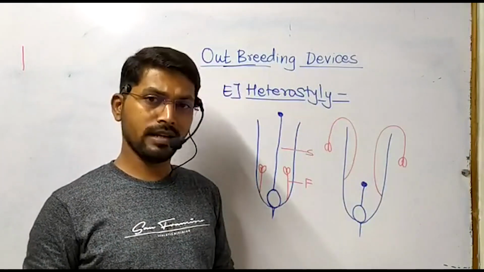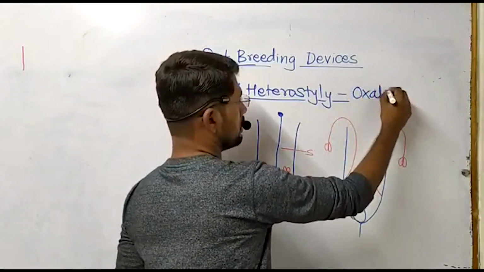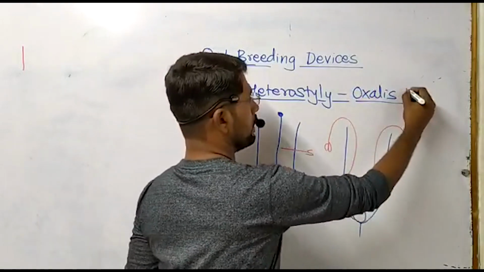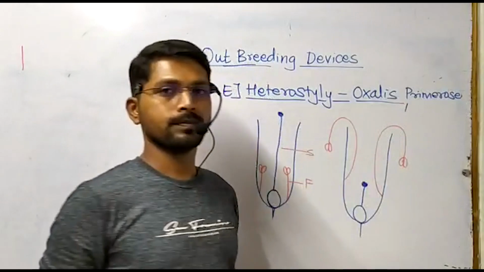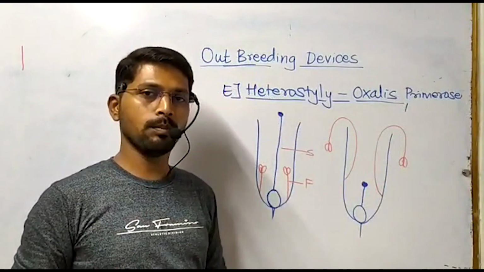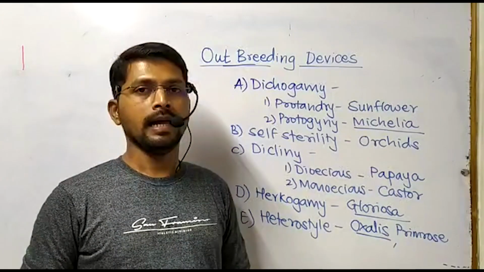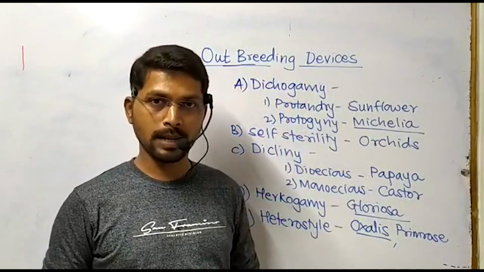Heterostyly is seen in a variety of different plants. The best example is oxalis. In our language it is called ambuti. And one more example is primrose. So these are the examples of heterostyly-showing angiospermic plants. Let us summarize the different types of outbreeding devices with respect to their examples.